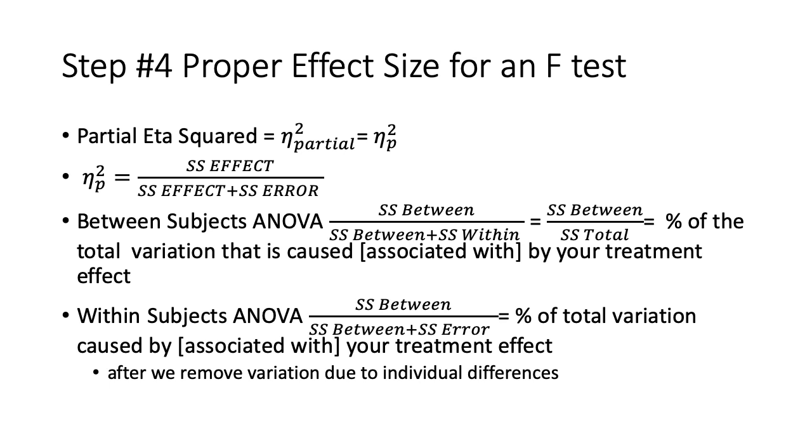So of the variance that's unaccounted for, what percentage of that is caused by our manipulation or is associated with our quasi-experimental manipulation?